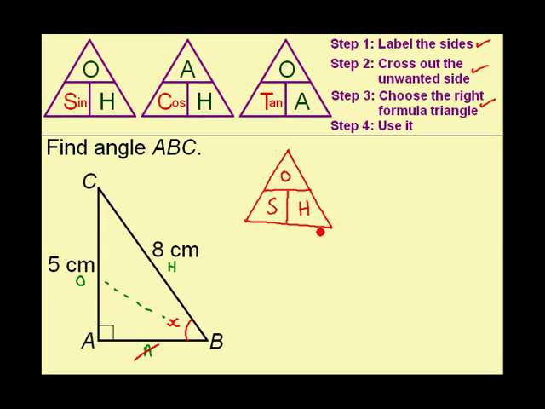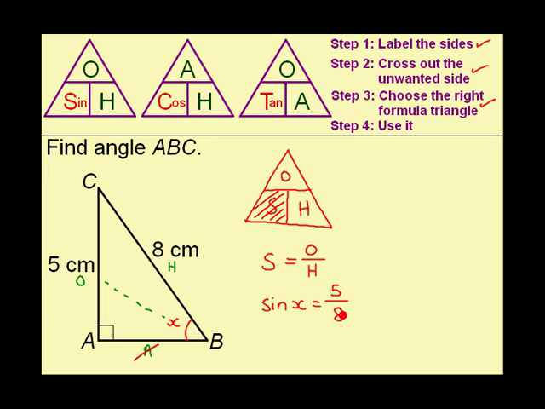Now I use the formula triangle. I'm looking for X. Now remember, that's the angle, so that's sine X, so that's S. I cross it out, and I can see that it's O over H. Now S is sine, and it's sine X. O is 5, and H is 8. So up until this point, everything has been the same.